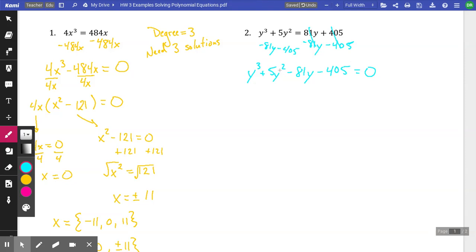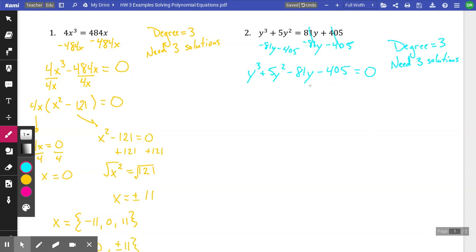All right, so just like last time, I'm looking at the degree now. I want to think about how many solutions I'm finding. So if my highest exponent is 3, that means my degree is 3. And because my degree is 3, that means, once again, we need 3 solutions from this polynomial. So how do we find those solutions?